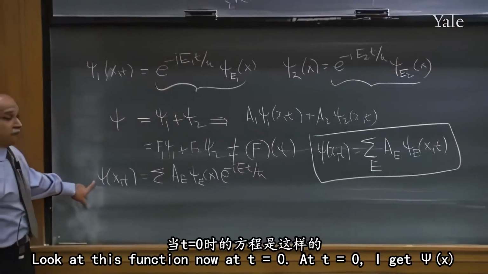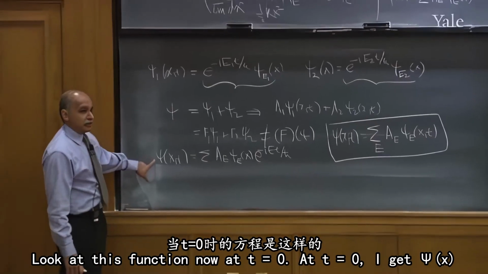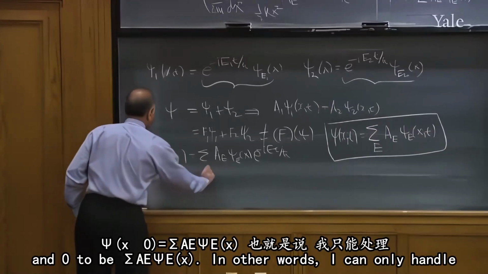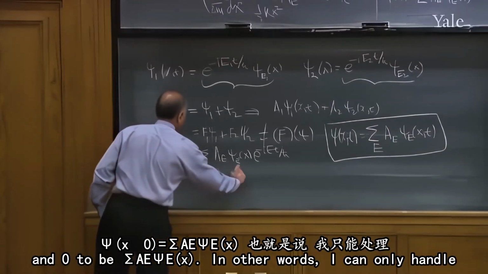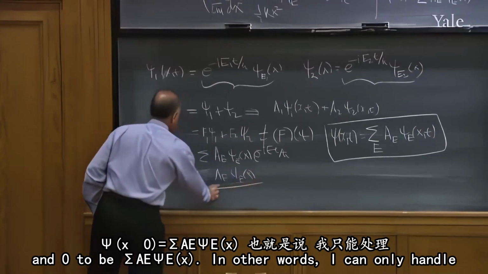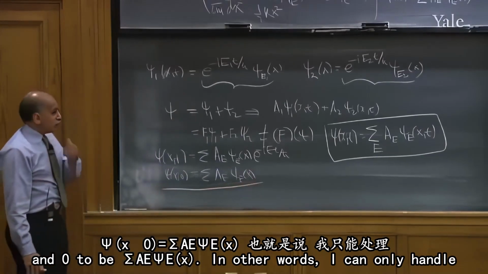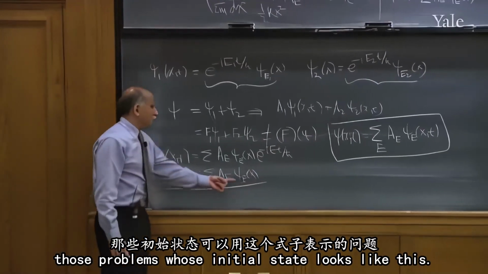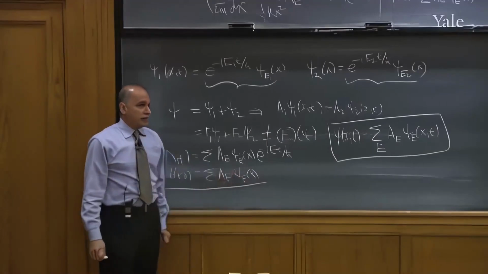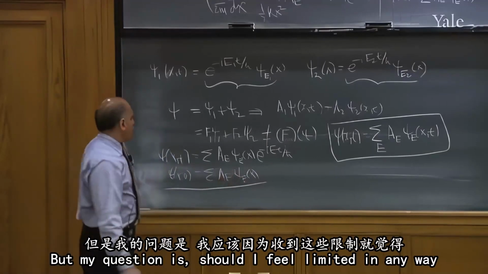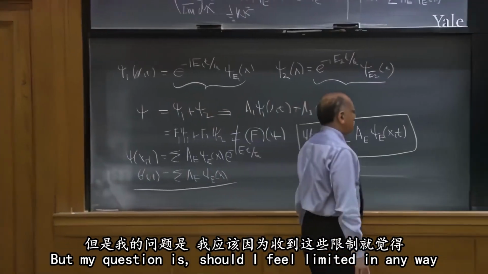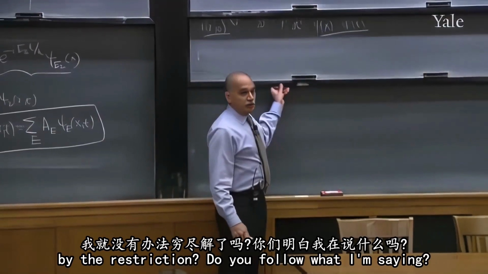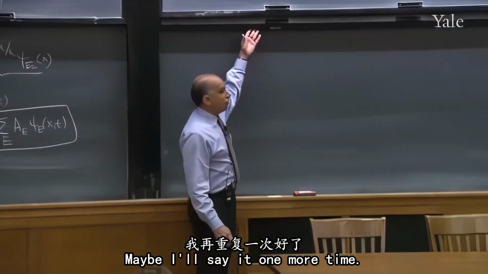Look at this function now at t equal to 0. At t equal to 0, I get psi of x and 0 to be the sum over e of a sub e, psi sub e of x. In other words, I can only handle those problems whose initial state looks like this. But my question is, should I feel limited in any way by this restriction? Do you follow what I'm saying? Maybe I'll say it one more time.